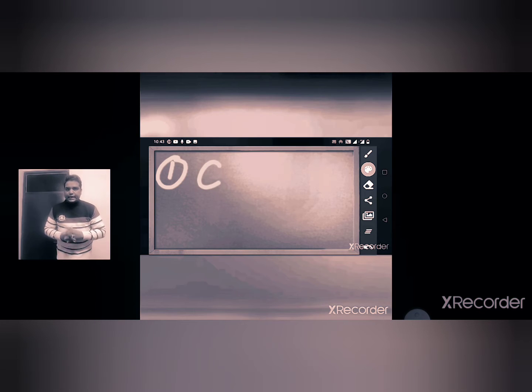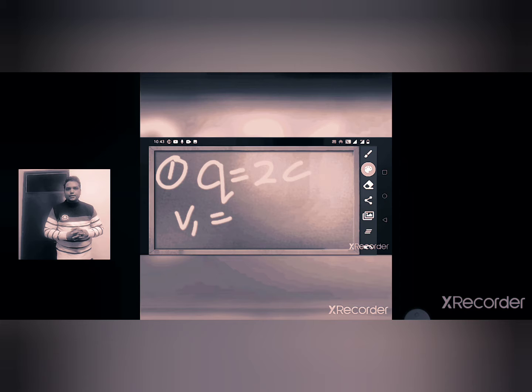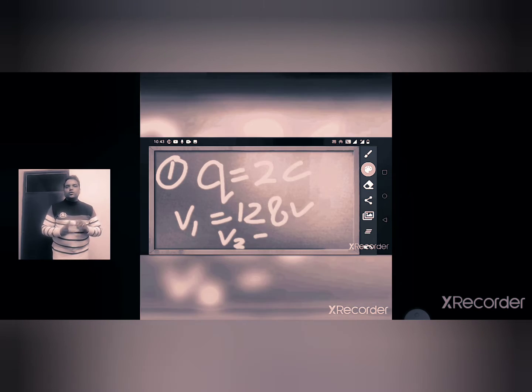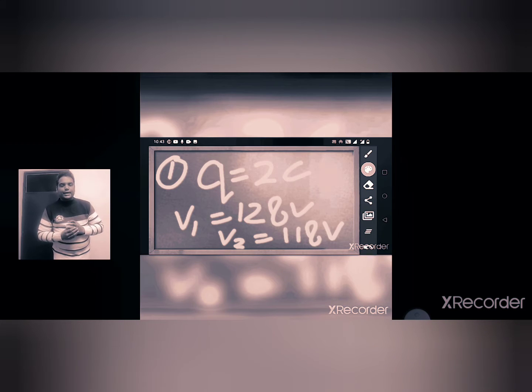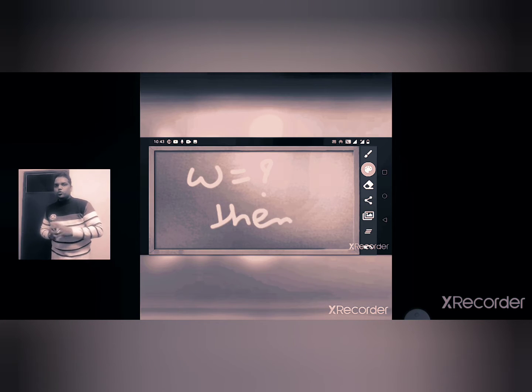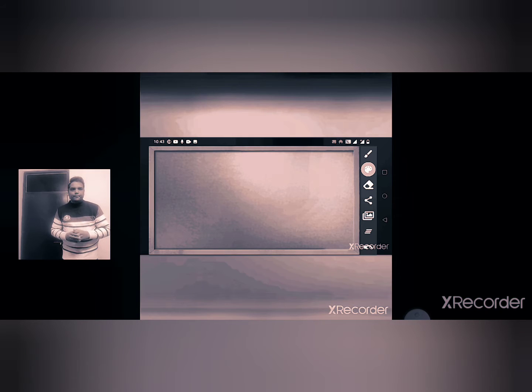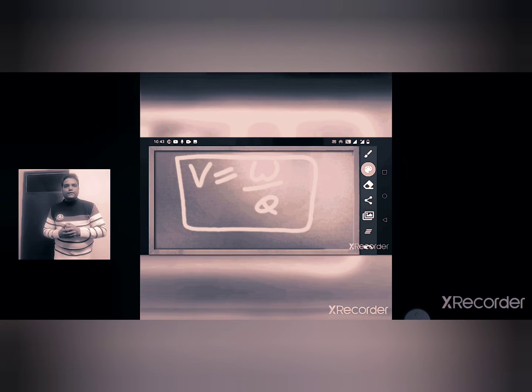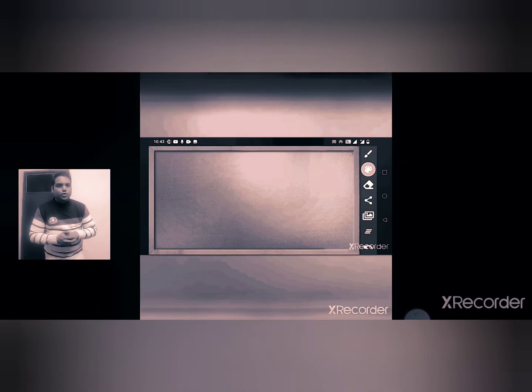Assume that we have a charge of 2 coulombs and two potentials, V1 is equal to 128 volt and V2 is equal to 118 volt. Now we have to find out the work done. To solve this kind of question, we first find the potential difference, but before that we know the formula, that is V is equal to W by Q.